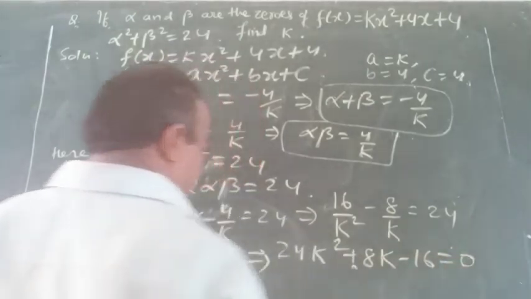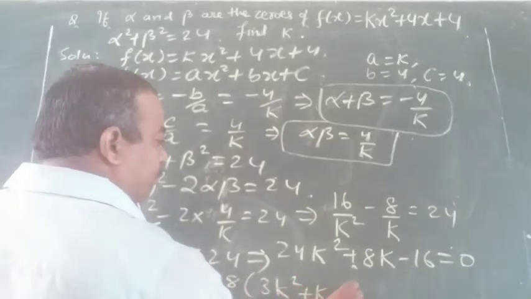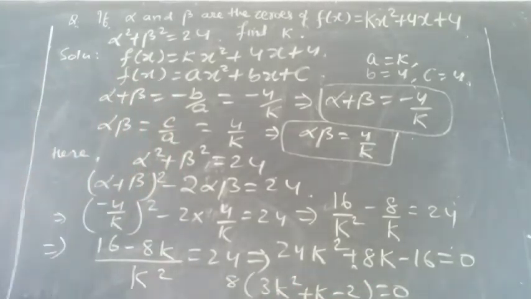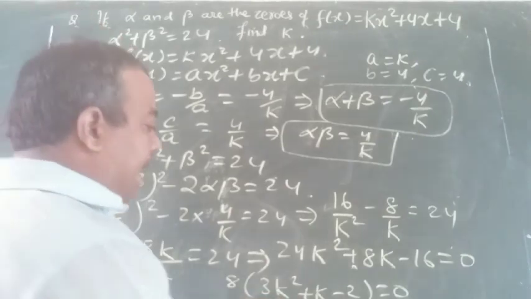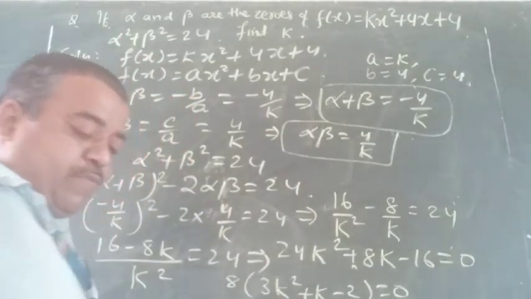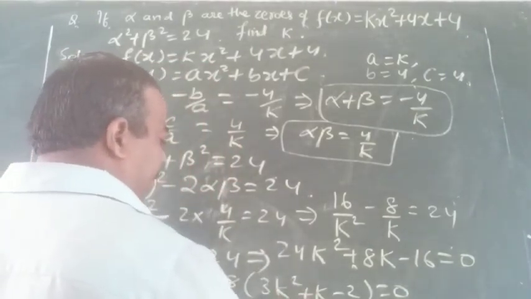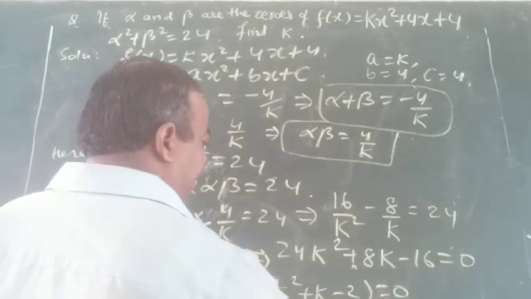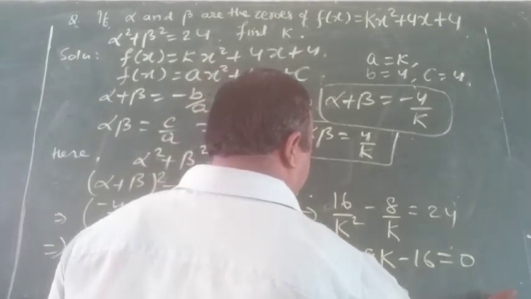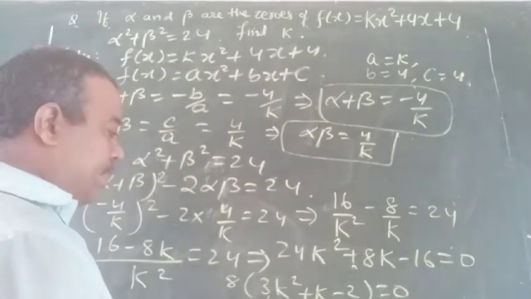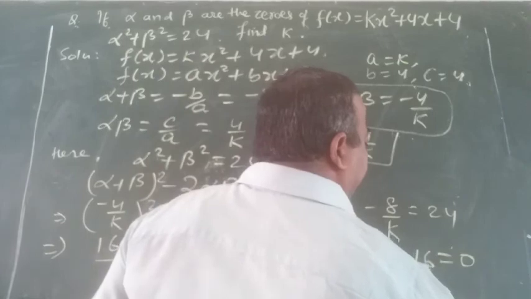We just take common 8. So here it will be 3k square plus k minus 2 equal to 0. Just we have to solve. Factorize this one: 3k square plus 3k minus 2k minus 2 equal to 0. So k value will be k equal to minus 1, and if I take 3k, k plus 1, here it will be 2 by 3.